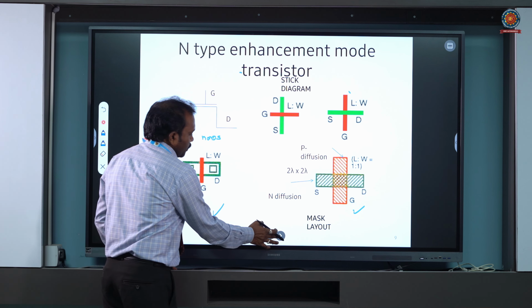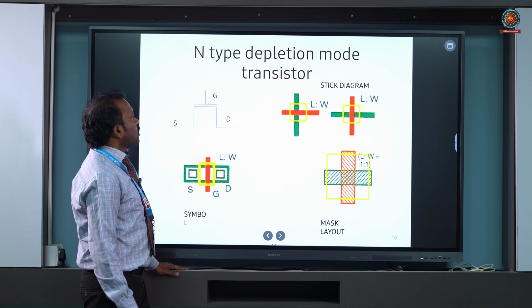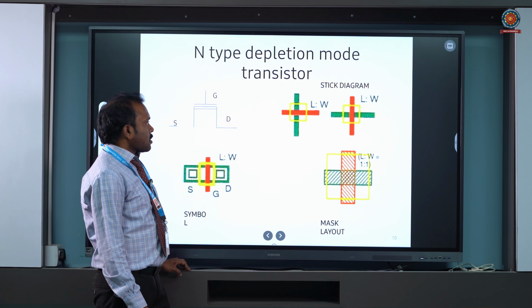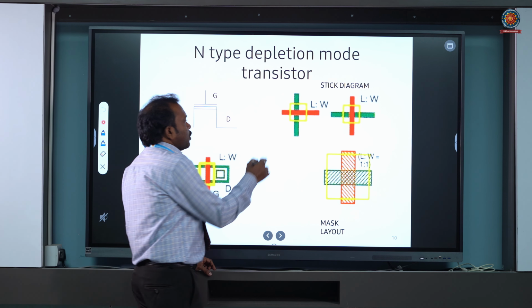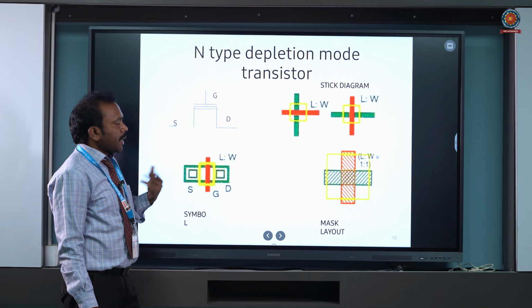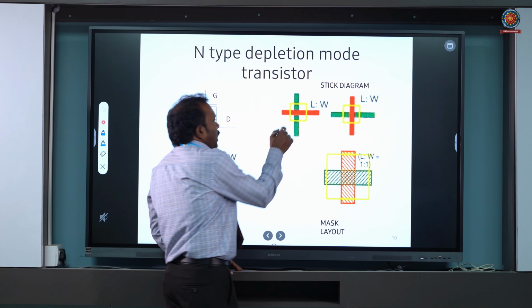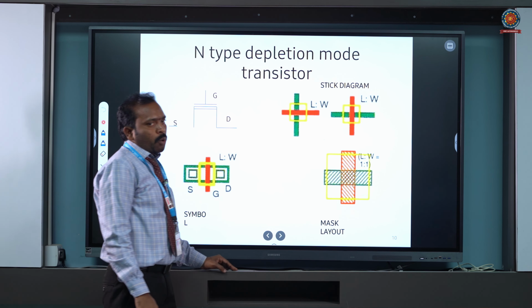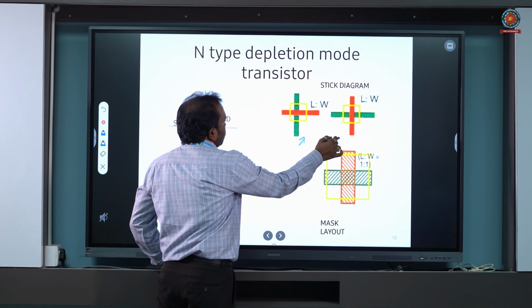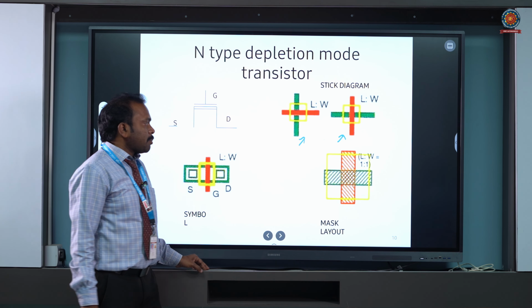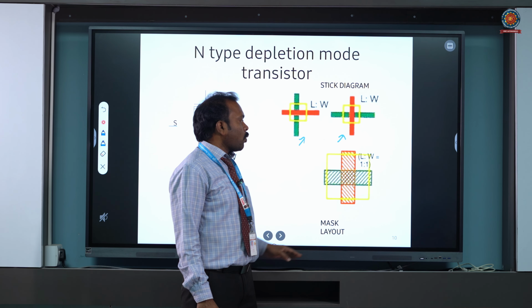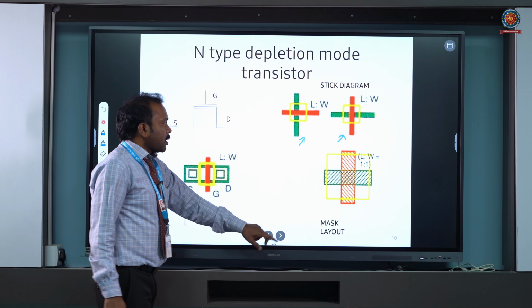Next, coming to the N type depletion mode transistor. It is like the NMOS transistor but of depletion type. Here I used a yellow square box where the green crosses the red or the red crosses the green, and an implant is drawn, that is, a square box with the yellow color, which represents the depletion type transistor. The same yellow box is overlapped on the overlap of the green over the polysilicon.